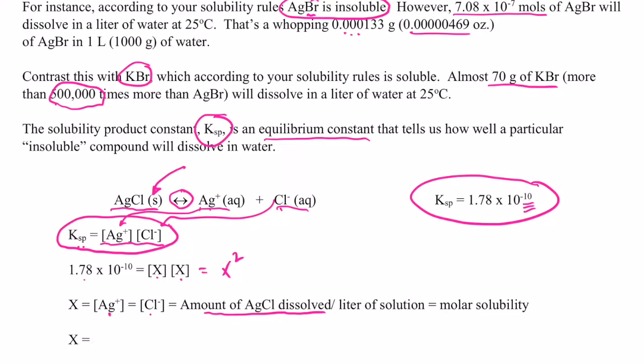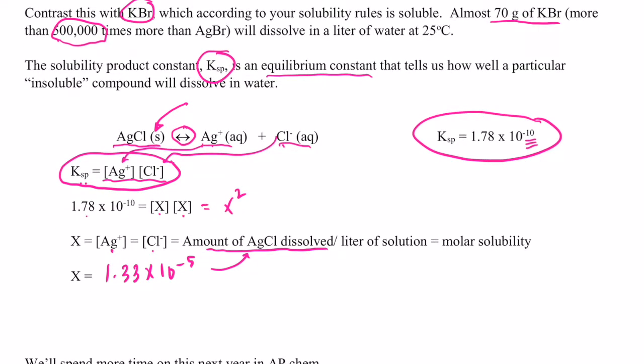So all I need to do is take the square root of 1.78 times 10 to the negative 10th. And we end up with 1.33 times 10 to the negative 5th. And that would be the value of my X, which would also be the amount of silver chloride dissolved in a liter of solution. So let's see, what would that be in grams per liter? So 1.33 times 10 to the negative 5th moles of silver chloride will dissolve in a liter of solution.